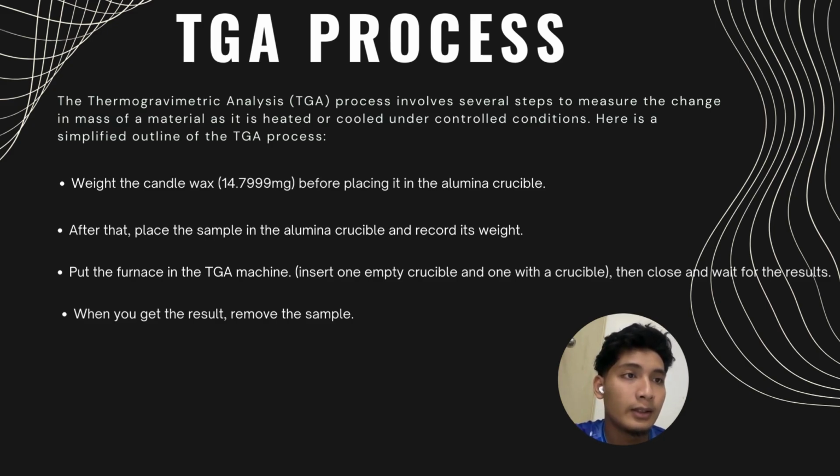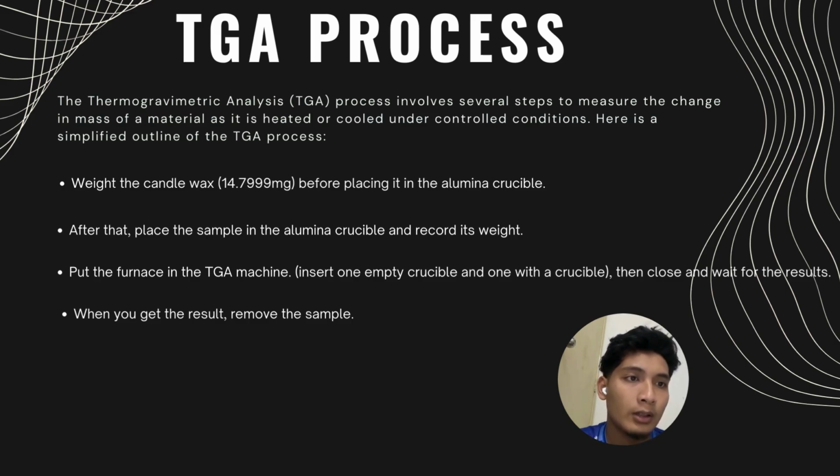Okay, next, the TGA process. The thermogravimetric analysis, or TGA, process involves several steps to measure the change in mass of a material as it is heated or cooled under controlled conditions. It is a simplified outline of the TGA process.